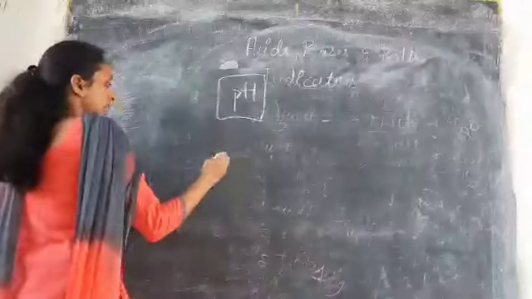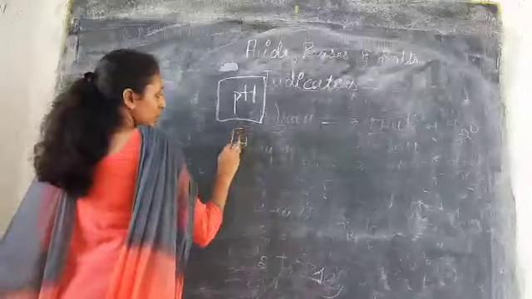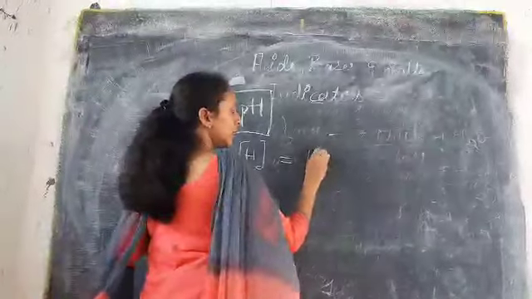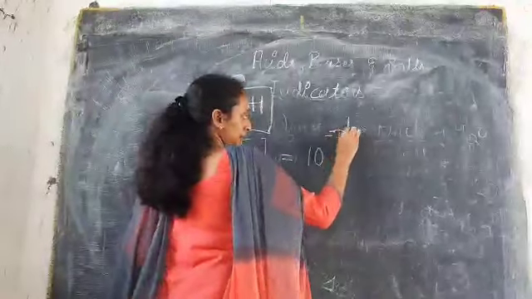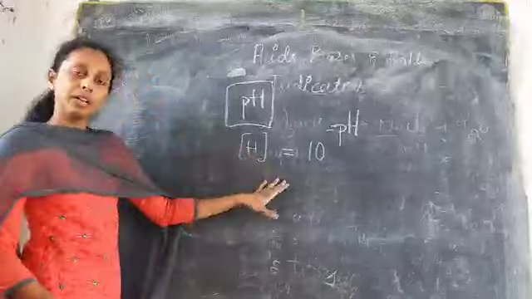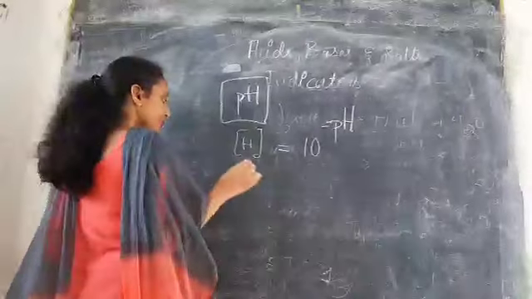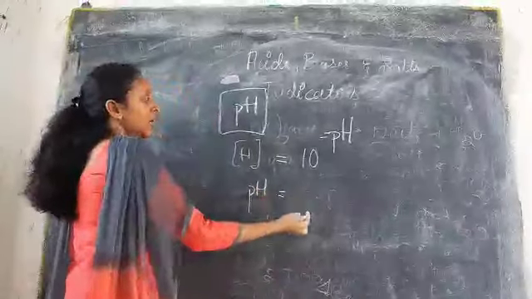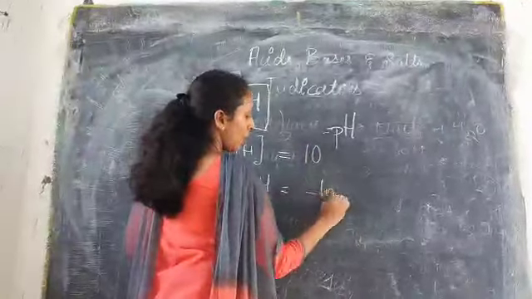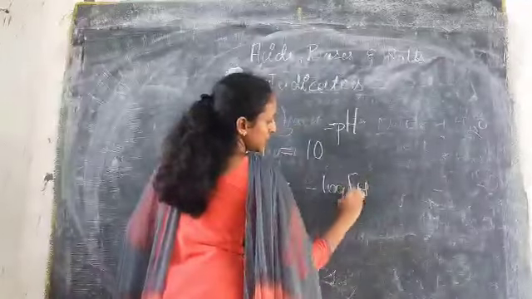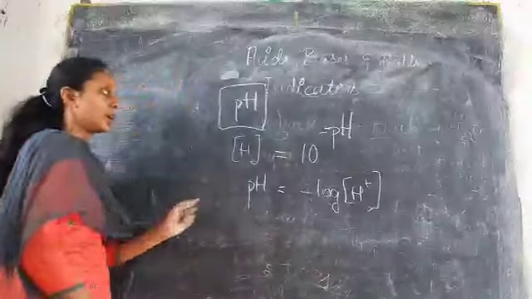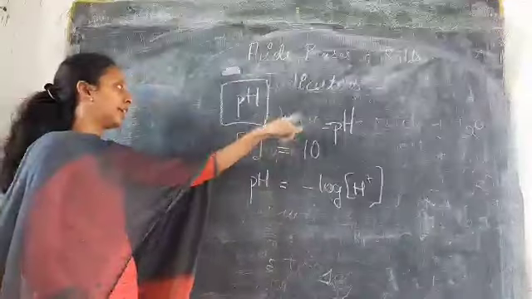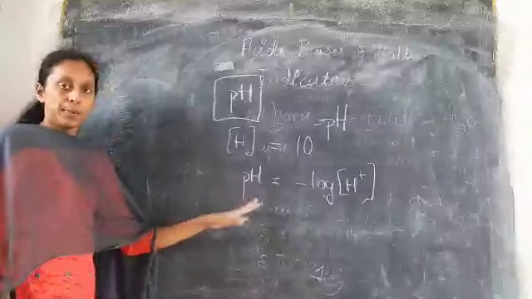First, we already know the concentration of hydrogen ion is always equal to 10 to the power minus pH. This is the general thing we already know. So if we want to find out the pH, it will be equal to minus log of the H plus ion. By rearranging the equation we will get pH.